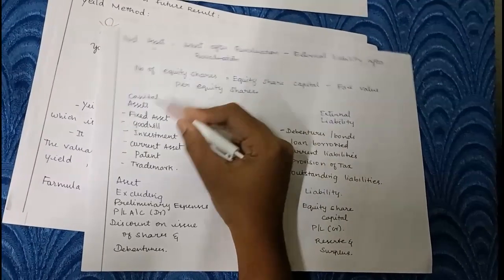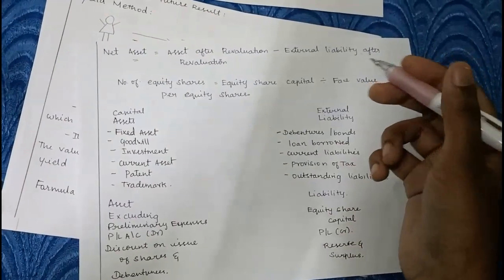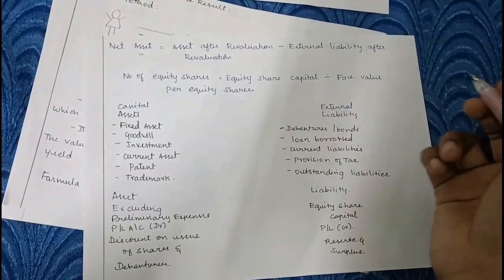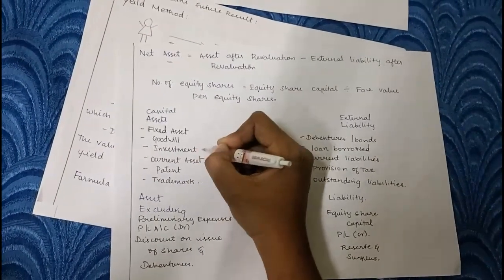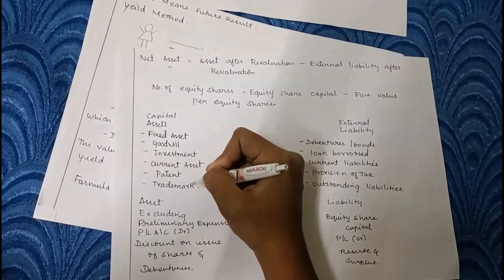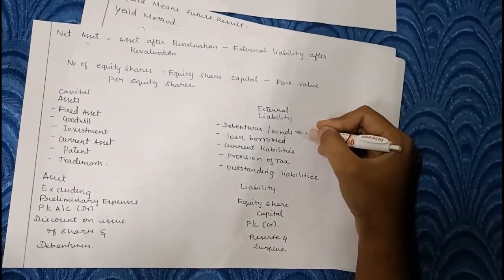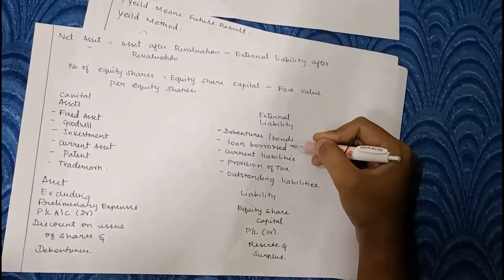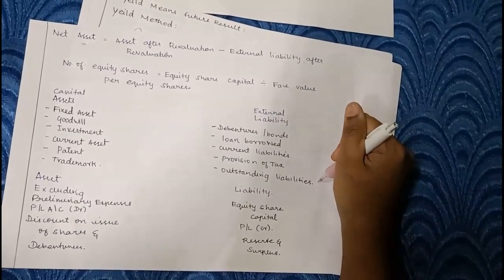ஸோ இப்போ இந்த சம்மில் அசெட் சைடு அண்ட் லயபிலிட்டி சைடில் என்னென்ன இன்க்ளூட் பண்ணுவோம், என்ன எக்ஸ்க்ளூடிங் பண்ணுவோம்னு பார்க்கலாம். அசெட் சைடில் பார்த்தீங்கன்னா ஃபிக்ஸ்டு அசெட், குட்வில், இன்வெஸ்ட்மெண்ட், கரண்ட் அசெட், அப்புறம் பேட்டன், ட்ரேட்மார்க்ஸ்லாம் யூஸ் பண்ணுவோம். அண்ட் எக்ஸ்டர்னல் லயபிலிட்டி சைடில் டிபஞ்சர்ஸ் அண்ட் பாண்டு, லோன் பாரோடு, கரண்ட் லயபிலிட்டிஸ், ப்ரொவிஷன் ஆஃப் டேக்ஸ், அவுட்ஸ்டாண்டிங் லயபிலிட்டிஸும் இன்க்ளூடிங் பண்ணுவோம்.